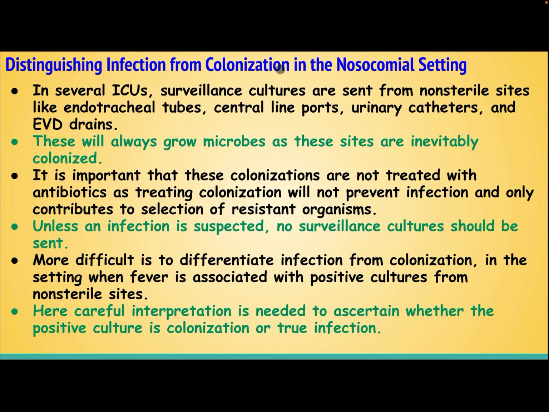Distinguishing infection from colonization in the nosocomial setting. In several ICUs, surveillance cultures are sent from non-sterile sites like endotracheal tubes, central line ports, urinary catheters, and EVD drains. These will always grow microbes as these sites are inevitably colonized. It is important that these colonizations are not treated with antibiotics, as treating colonization will not prevent infection and only contributes to selection of resistant organisms. Unless an infection is suspected, no surveillance culture should be sent.